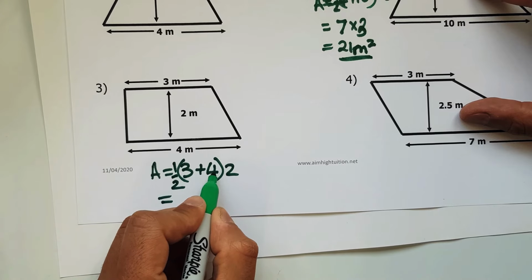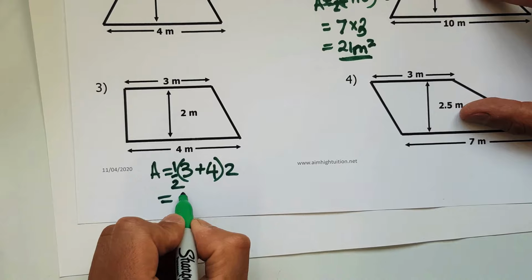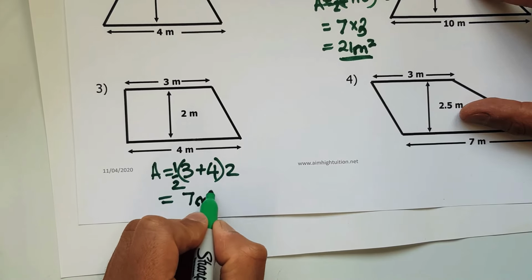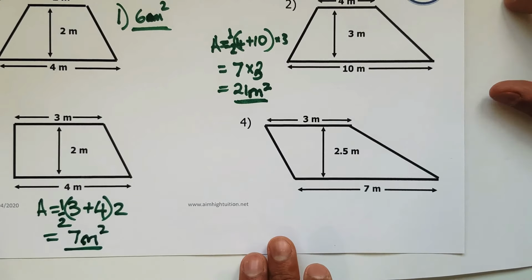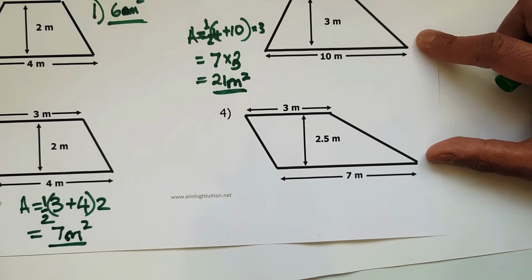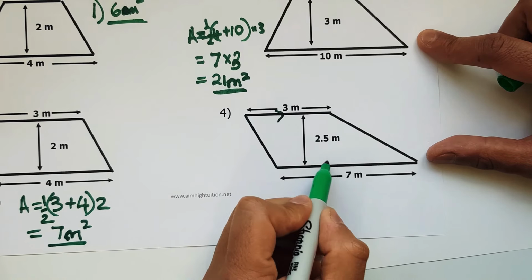4 add 3 is 7. 7 times 2 is 14. Half of 14 is 7. 7 meters squared. And the last one, this looks like a very odd trapezium, but it's still a trapezium because it's got 4 sides and 1 set of parallel lines, which makes it a trapezium.